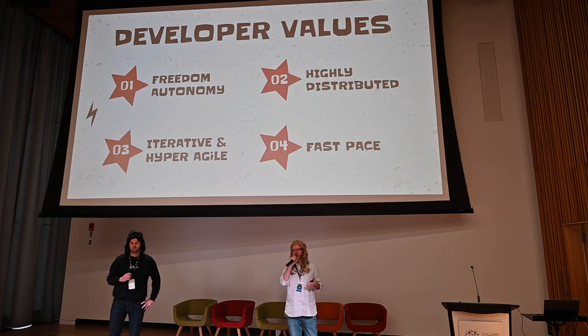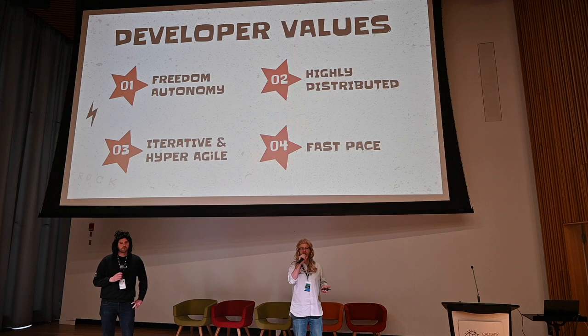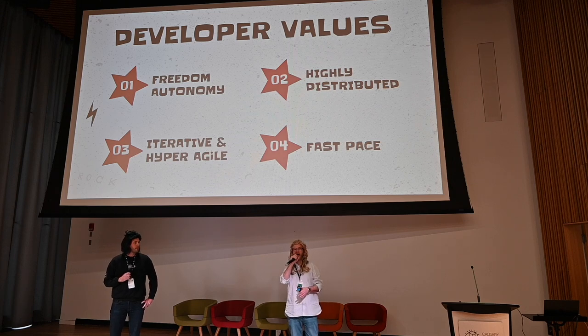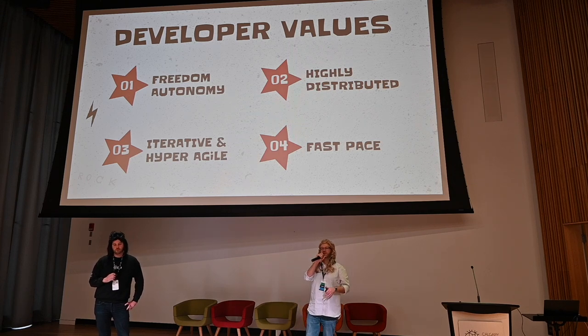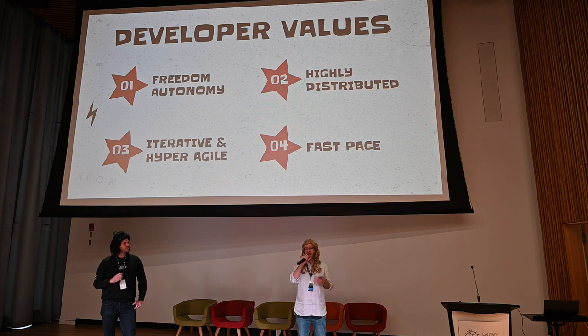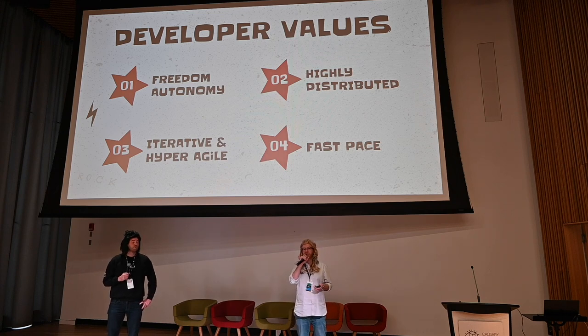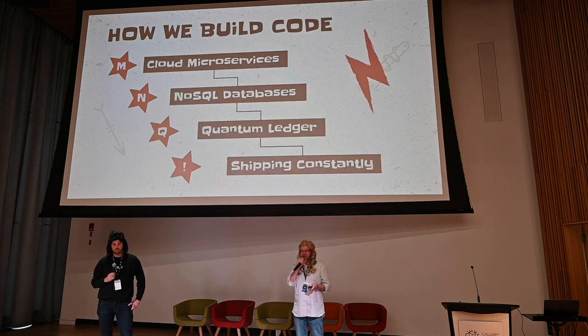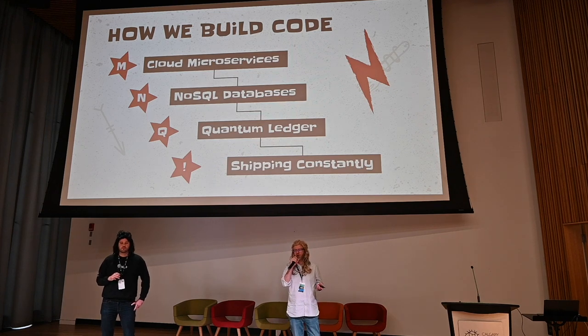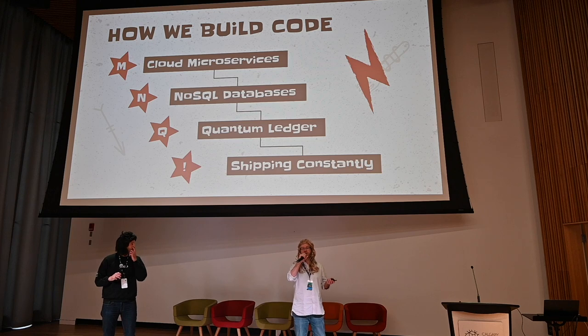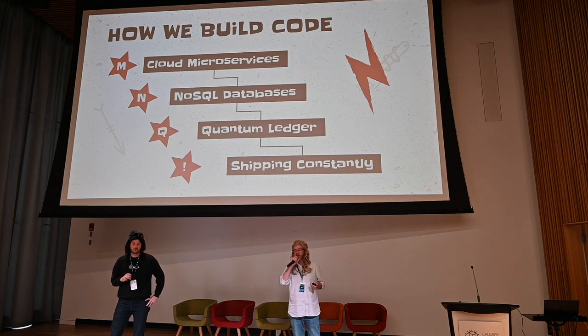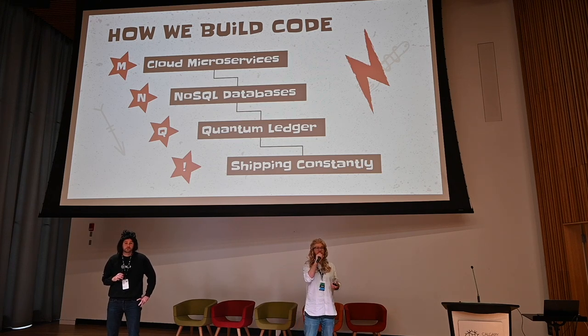And they value being hyper agile, being able to change things at the drop of a hat. We'll just delete that microservice and build a new one. That kind of thing is happening on a daily basis at Neo. It's a really fast-paced team. We build code using things like cloud-based microservices, serverless code and cloud functions. We use NoSQL databases quite a bit.